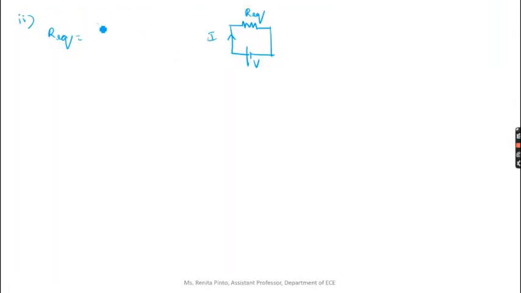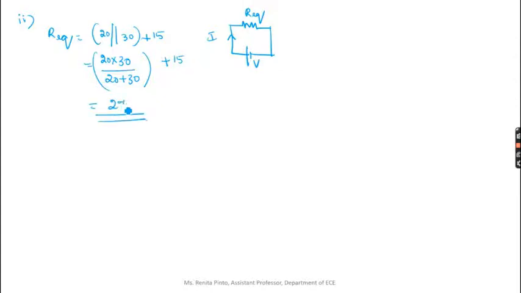20 ohm and 30 ohm are in parallel. So 20 ohm is in parallel with 30 ohm. This is in series with 15 ohm. So plus 15. So first find out what is 20 parallel 30. So this is 20 into 30 divided by 20 plus 30, plus 15. You will get R equivalent as 27 ohm. So you will end up with this type of circuit.